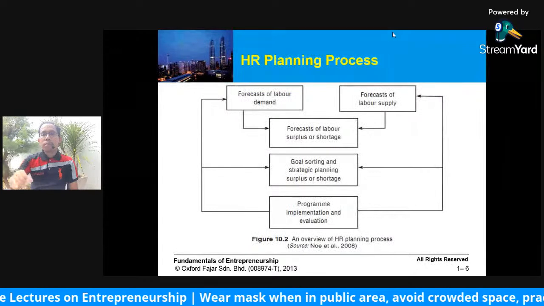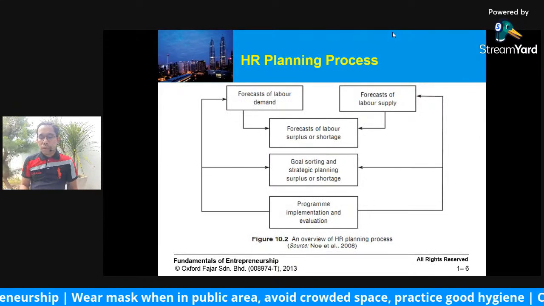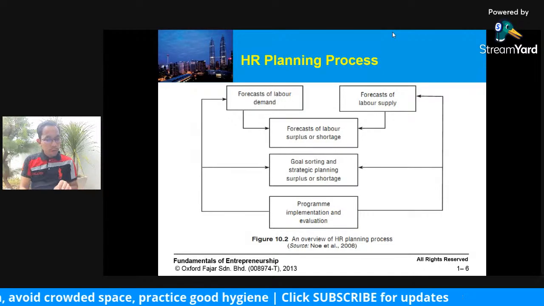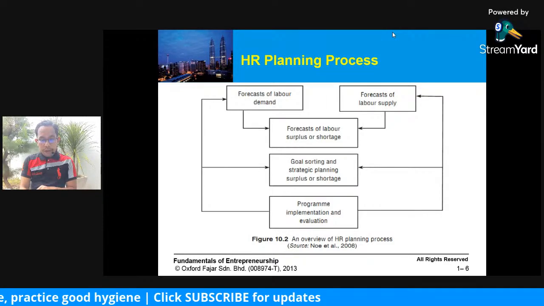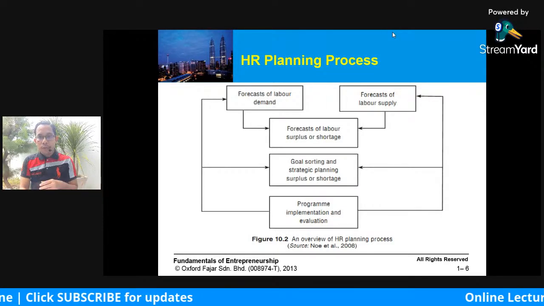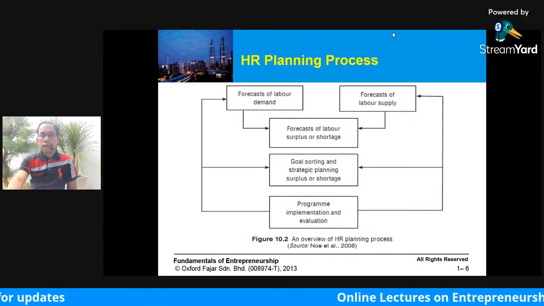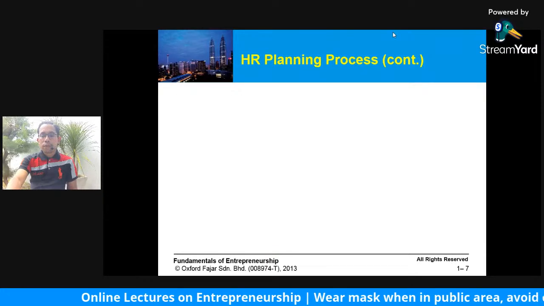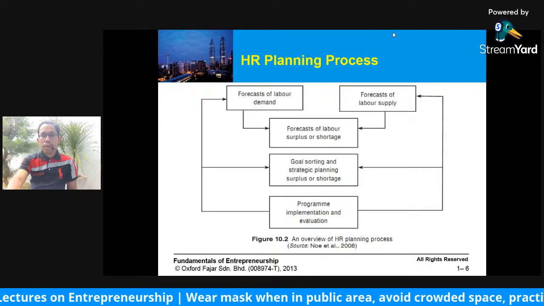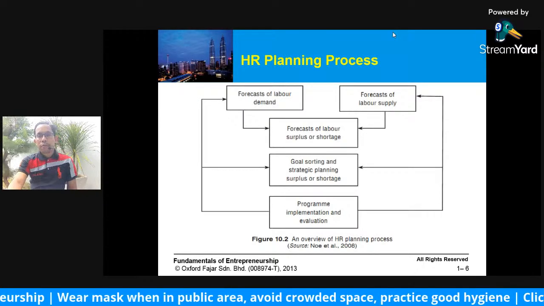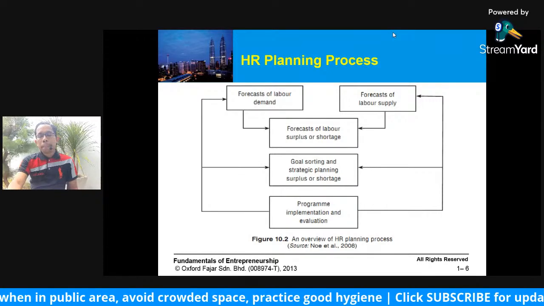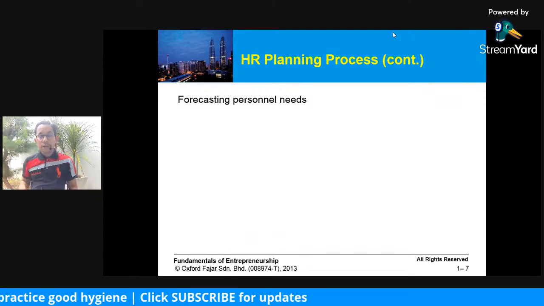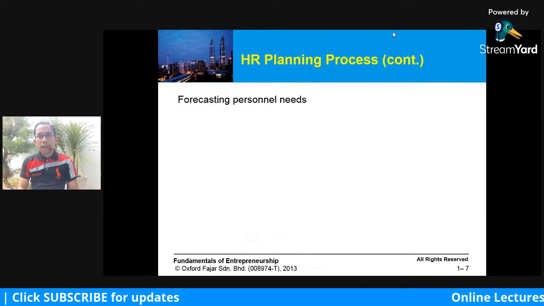Okay, so the HR planning process. This is how you want to plan your HR. All right, so we do have a diagram here. This is what we call the planning process. As you can see, we have forecast of labor demand and also another one, forecast of labor supply. So forecasting is a very important part of the HR planning process.